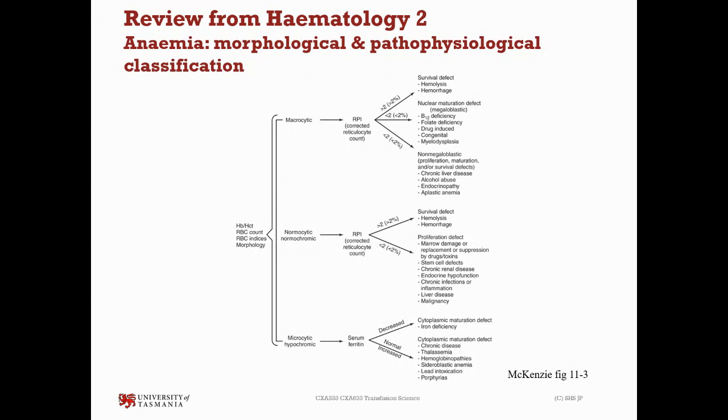So starting with a review from Hem 2, of course we know that there are three main classifications of anemia, and when we have a look at normocytic, normochromic anemia here, we can see that part of the subclassification is whether or not it's a survival defect, and under survival defect we see hemolysis. And so this is where our immune hemolytic anemia comes in. Remember, we've got quite a large subgroup of hemolytic anemias, don't we? And our immune hemolytic anemia fits in there.